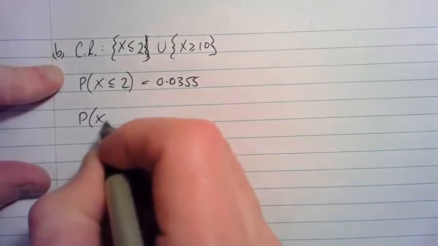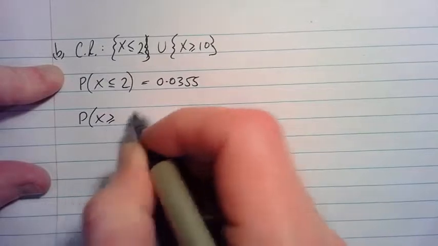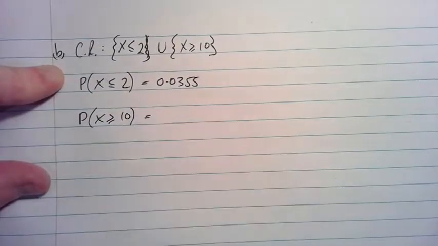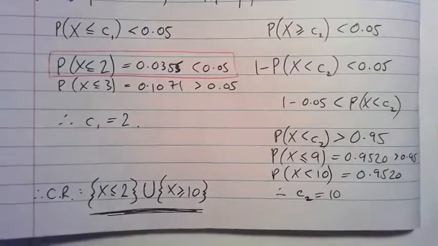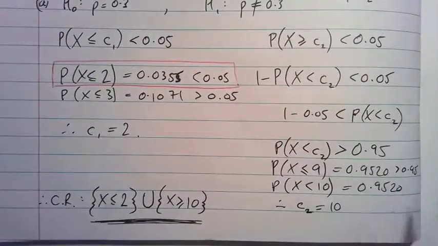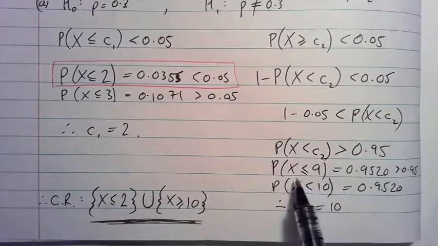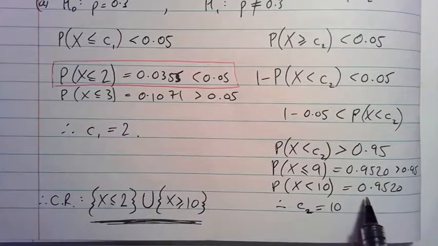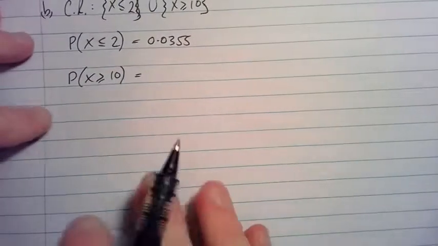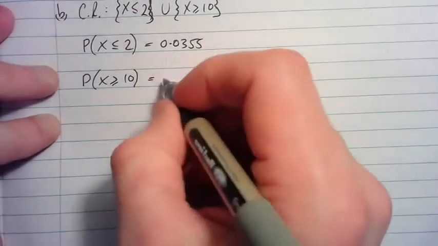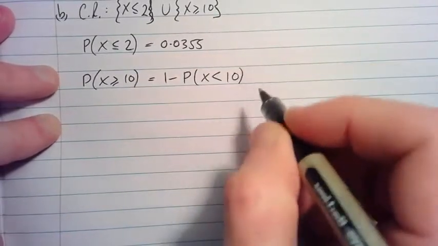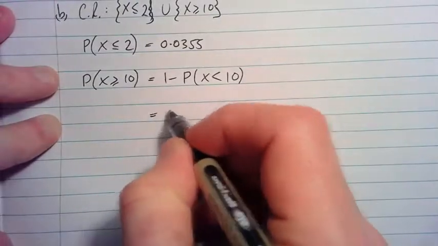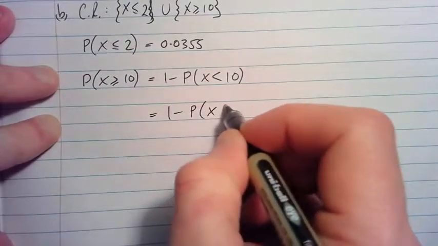Okay, similarly, at the top side, the probability that x is greater than or equal to 10. Let's just have a quick look back at what that was. Well, that's less clear cut, because what we ended up with was the probability that x less than 10 is 0.9520. So a little bit of work to do here. The probability that x is greater than or equal to 10 is 1 minus the probability that x is strictly less than 10, or less than or equal to 9. Okay, they're one and the same thing.